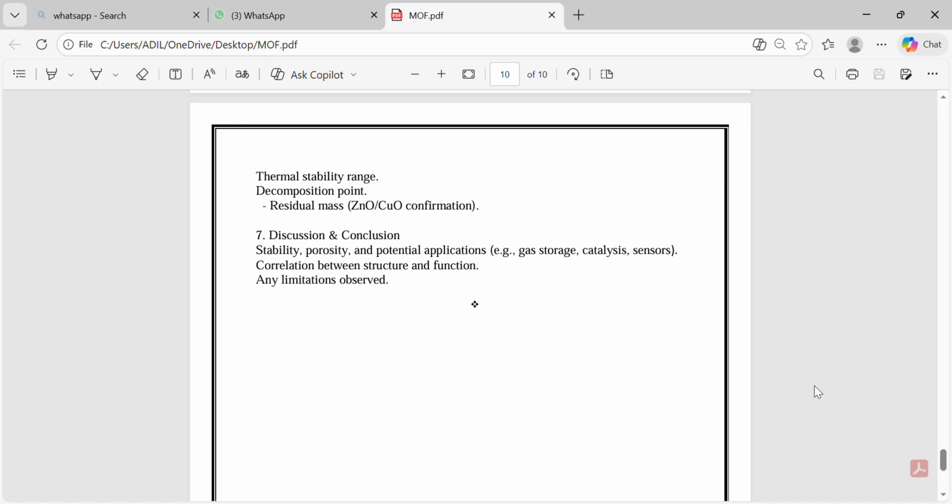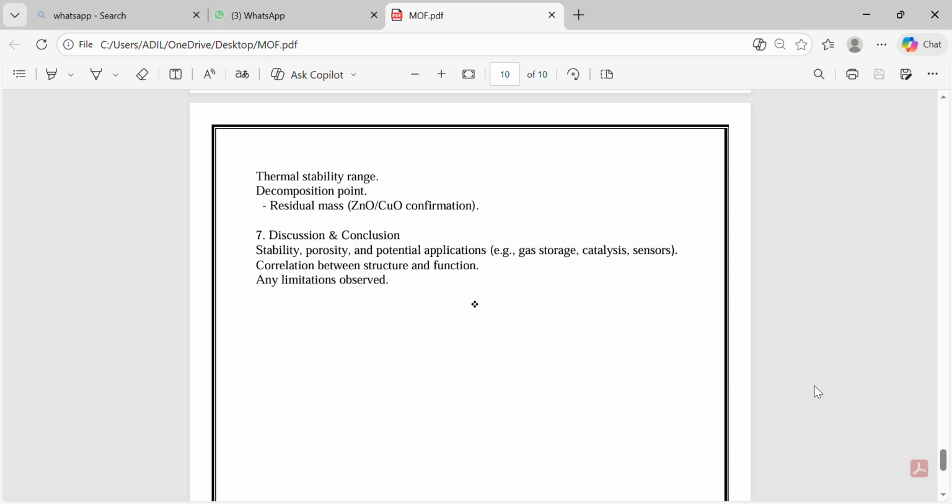Now we will discuss the thermal stability, which asks for information about the temperature range in which a material stays stable, the temperature at which the material breaks down, and the leftover mass after breakdown, which is used to confirm the presence of zinc oxide and copper oxide.